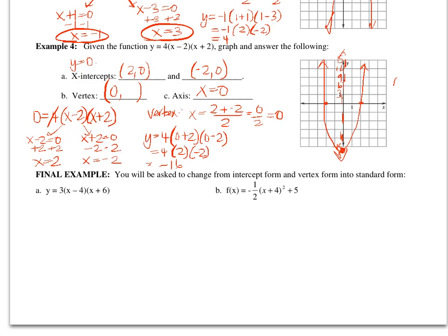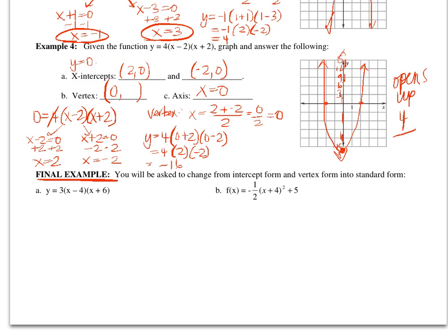Now you'll notice the graph opens up because the 4 is positive. That also means there is a stretch of 4, and you can kind of see it's a little bit skinnier as it's going through, but nothing big. But this is kind of the idea as we go through.